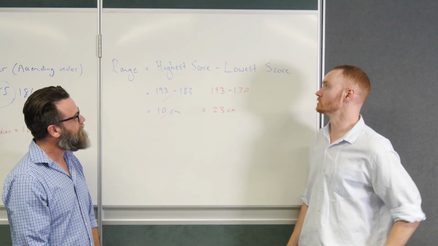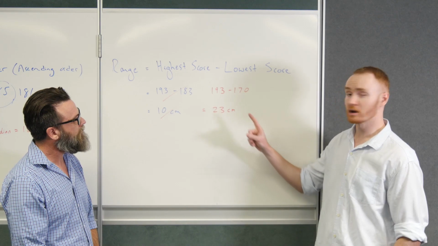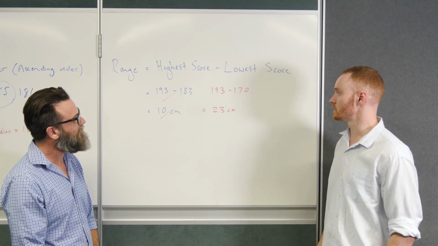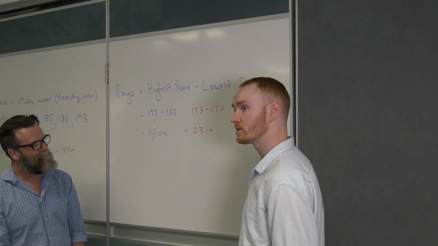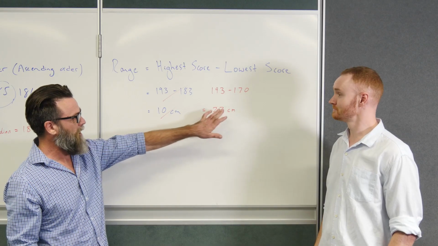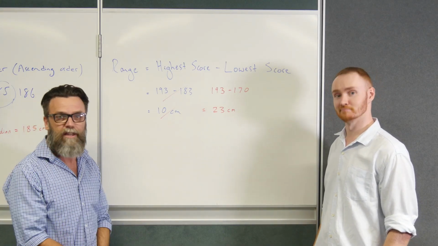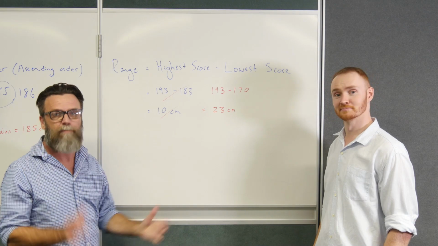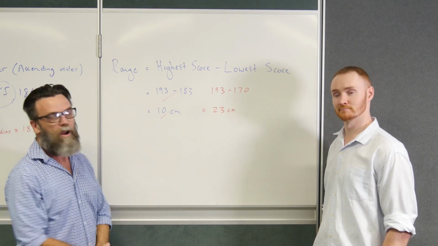We're now going to look at the range, the difference from the highest score to the lowest score. The range here is going to be 193, take away 170 centimetres. This gives us a range of 23 centimetres. You can see that's a fair bit bigger than the previous range of 10 centimetres, so that outlier again has made a significant difference to the range.